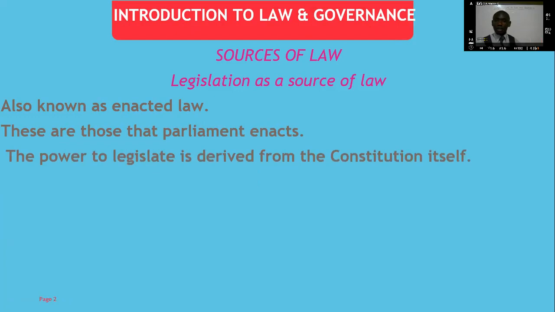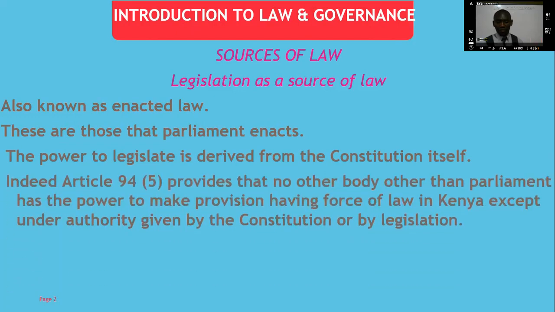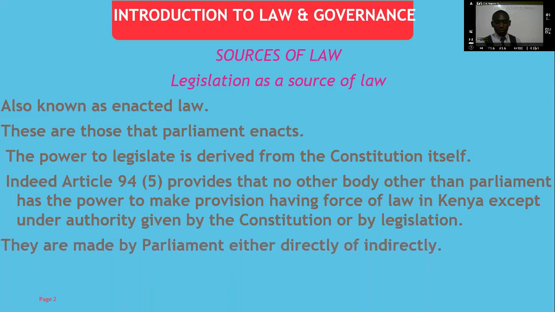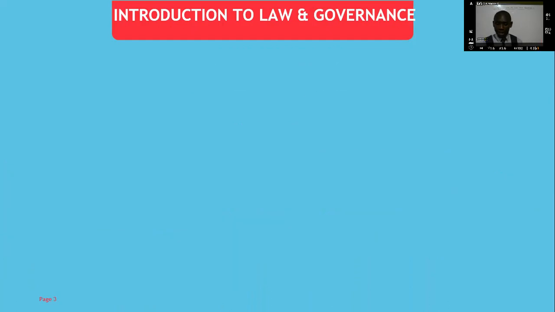Now, the power to legislate is a power that is derived from the Constitution. And we're going to see that Article 94(5) provides that there is no other body other than Parliament that has power to make a provision having force in law, except if that other body has been given authority by the Constitution or some other piece of legislation. Now, laws are made by Parliament. They're made either directly or indirectly.